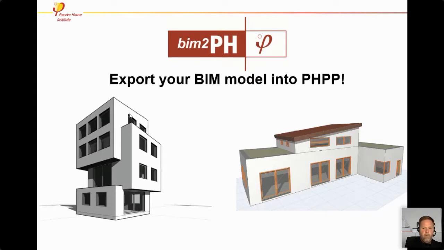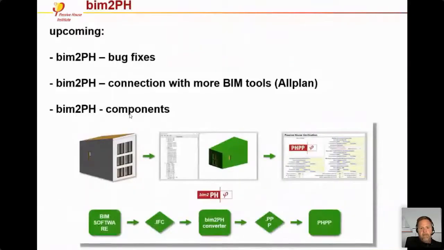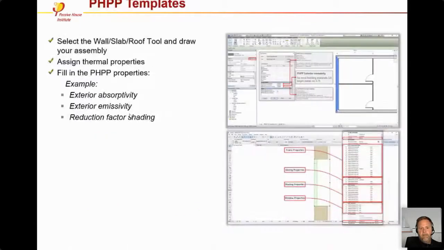How does it work? I'll skip that. So bim2PH offers templates, project templates that already contain all the parameters which are needed for a PHPP calculation, because many of the BIM tools don't understand, let's say, energy efficiency or high energy efficiency considerations. An example would be a glazing U-value. They don't know that. If they don't know that, you cannot export this.